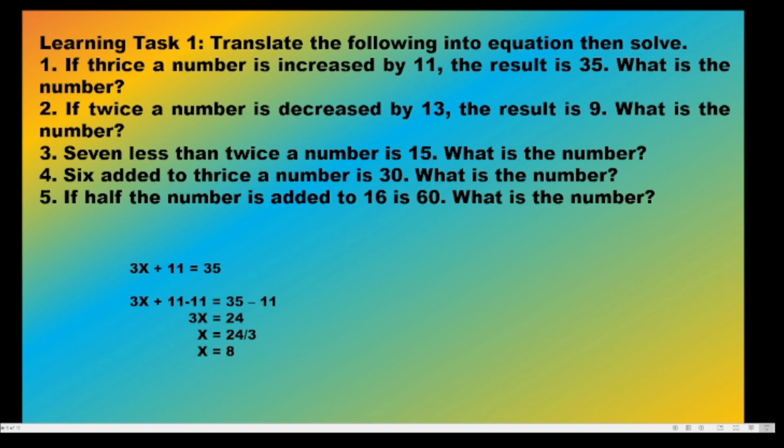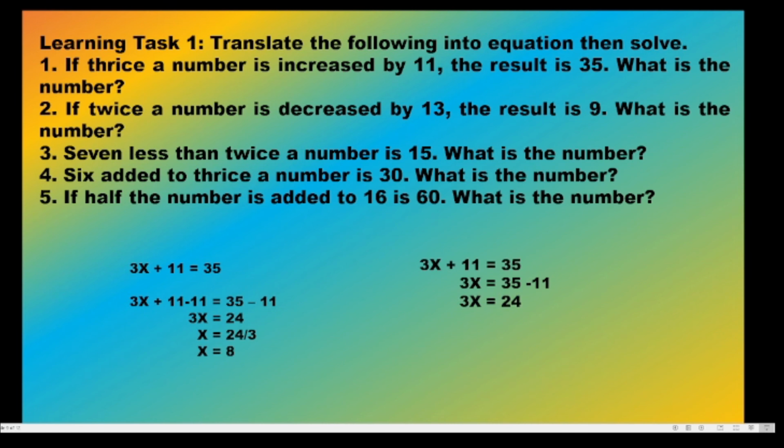So we can also use another way to get the answer easily. So 3x plus 11 is equal to 35. To make it short, 3x is equal to 35, positive 11, just put it on the other side. So it becomes 35 minus 11. So the answer is 24. So we now have 3x is equal to 24.